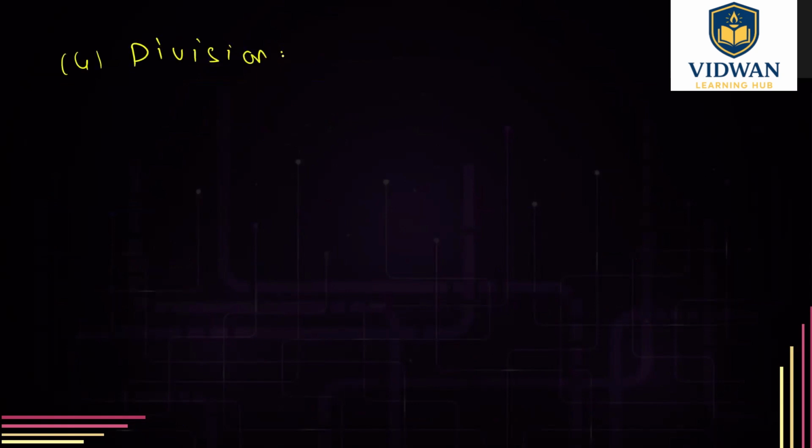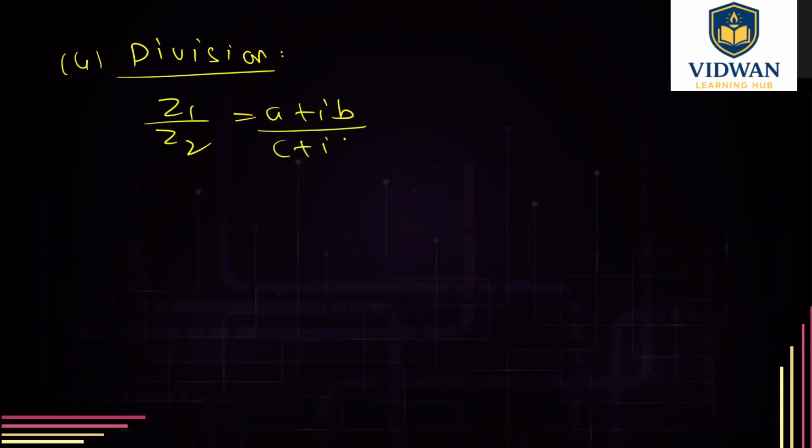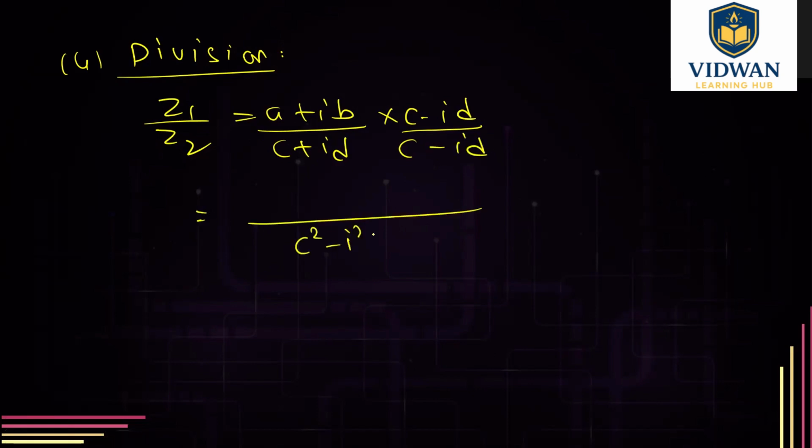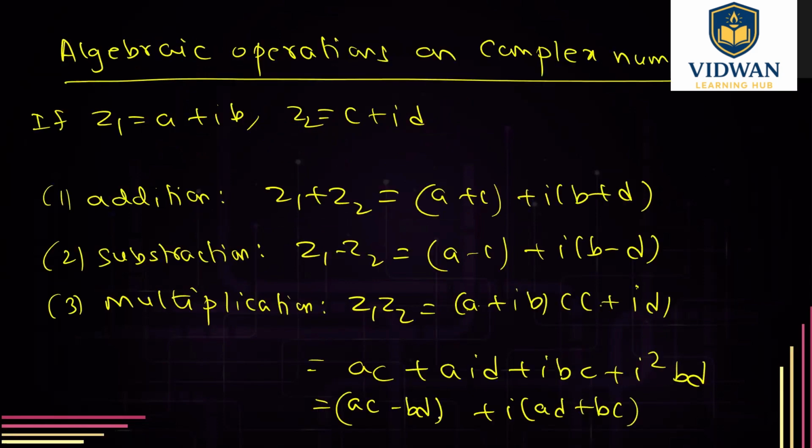If you have to perform division of complex numbers, that is Z1 by Z2, which is a plus ib by c plus id, usually we multiply and divide with the conjugate of the denominator and try to make the denominator real always. So the conjugate is c minus id. So in the denominator also we'll multiply with c minus id only. So in the denominator, c plus id into c minus id, c square minus i square d square. And in the numerator, if you multiply these two, this is just like a plus ib into c plus id, but the only difference is d is minus d here.